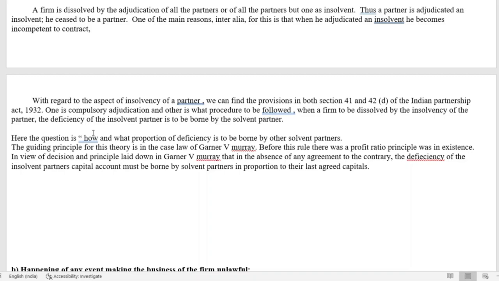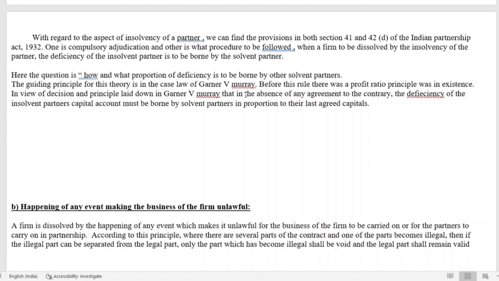With regard to that, we can see the answer under the case law of Garner versus Murray. This is an important case law with regard to the partnership firm. If you don't discuss this case law, then your answer will become incomplete. Here, for Garner versus Murray, I can make a separate video on the facts of this case. Today we will take up only the principle adopted in Garner versus Murray: when a firm is to be dissolved by the insolvency of a partner, the deficiency of the insolvent partner is to be borne by the solvent partners.